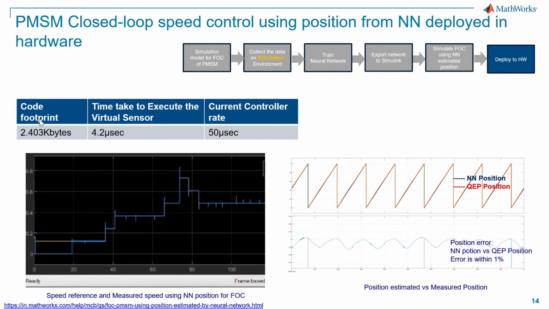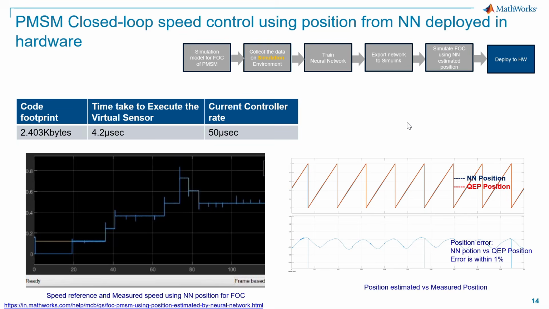So just some more numbers to help you understand this solution better. Here's the code footprint for this algorithm, and the time taken to execute this virtual sensor part, as seen, is just 4.2 microseconds in the 50 microsecond current control loop. And we can see that the error between the estimated position and the actual position is within 1%.